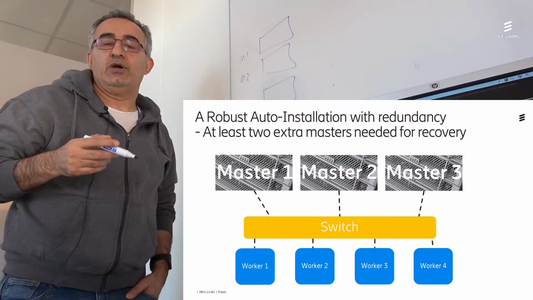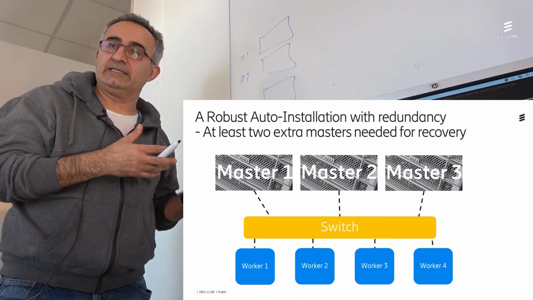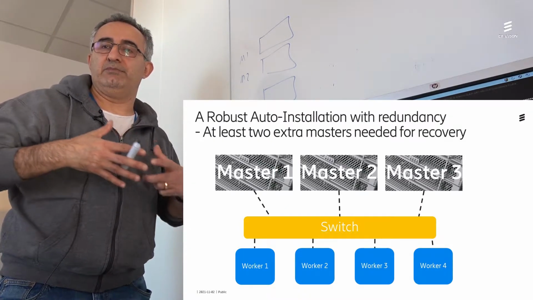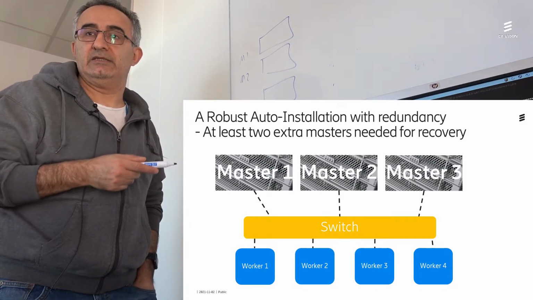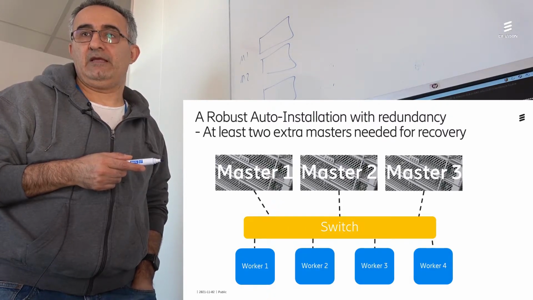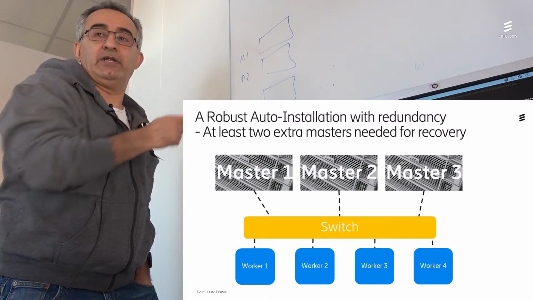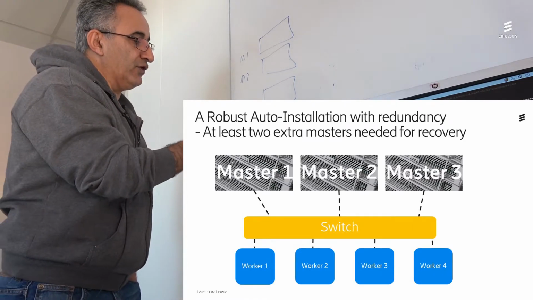The idea is that if one master goes down, you have some extra that can bring the system up again. So it's redundancy. If something goes down, it can auto-install from something else. It can recover it. The system can recover itself. And then you have workers.